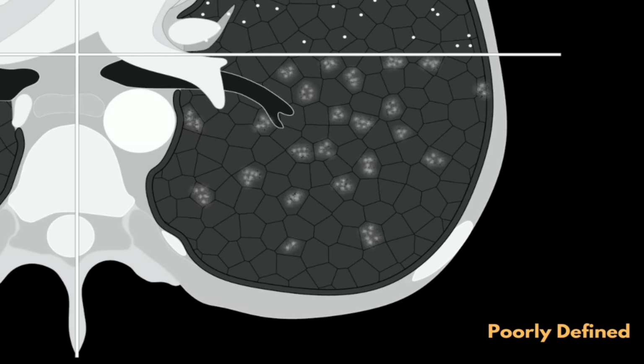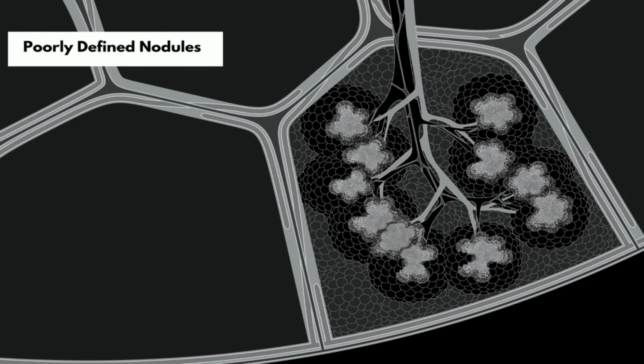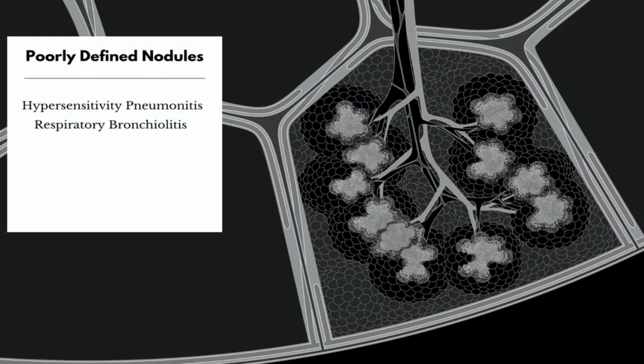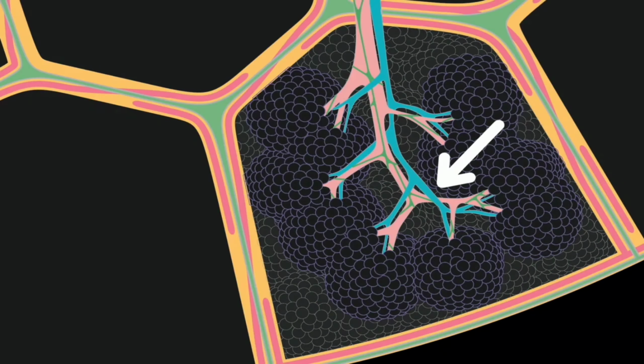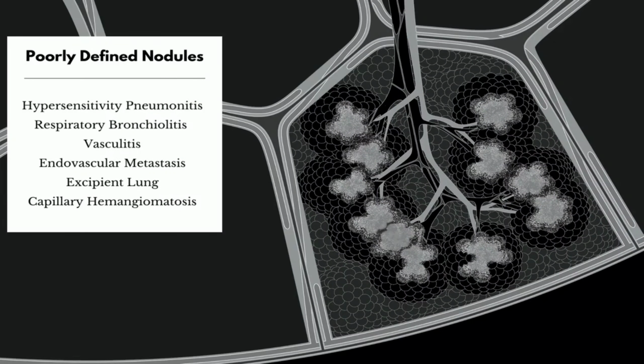Now let's discuss poorly defined centrilobular nodules. These usually occur as ground glass nodules within the center of the secondary lobule without associated branching. This pattern is usually associated with airway disease such as hypersensitivity pneumonitis and respiratory bronchiolitis. Because the centrilobular arteriole follows the course of the bronchiole, this pattern can also be associated with small vessel diseases such as vasculitis, endovascular metastases, extrinsic lung disease, and pulmonary capillary hemangiomatosis.